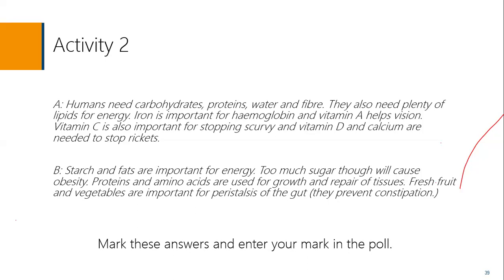Starch is not enough for carbohydrates. There's a number of carbohydrates. Carbohydrates is underlined in the mark scheme, so you know that there isn't any other alternative. And again, fresh fruit and vegetables is not enough for roughage. It's not showing that they know what the role of the fresh fruit and vegetables is.